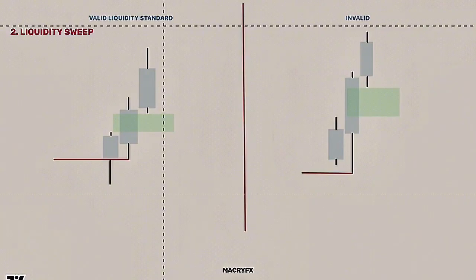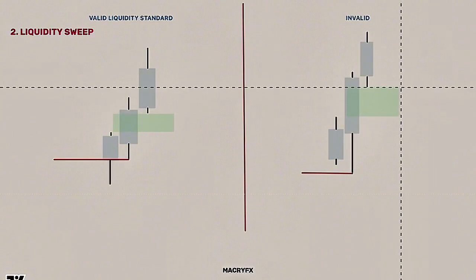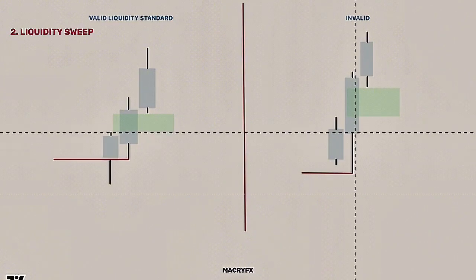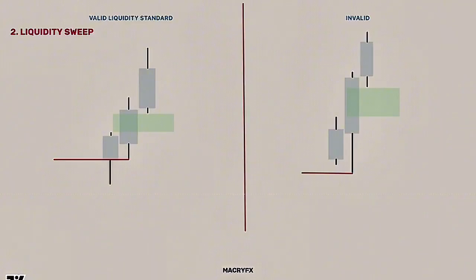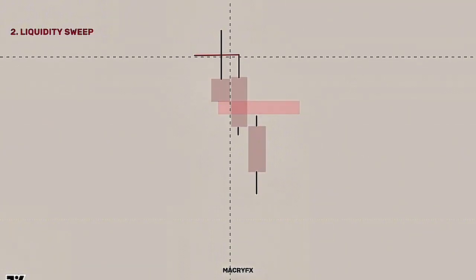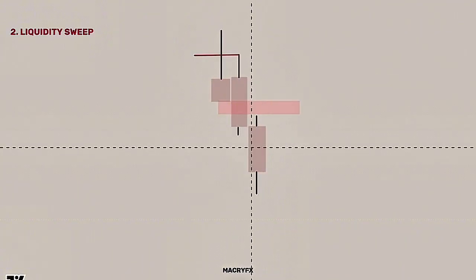Now what is invalidating? Here a candle created an inefficiency and fair value gap, but the previous candle didn't clear the liquidity of this particular candle. So this is the invalid liquidity sweep. Now if we move to the bearish example, the same is the case. As we can see, the market clears out the liquidity of this particular inefficiency candle, and we'll consider it a valid liquidity sweep.